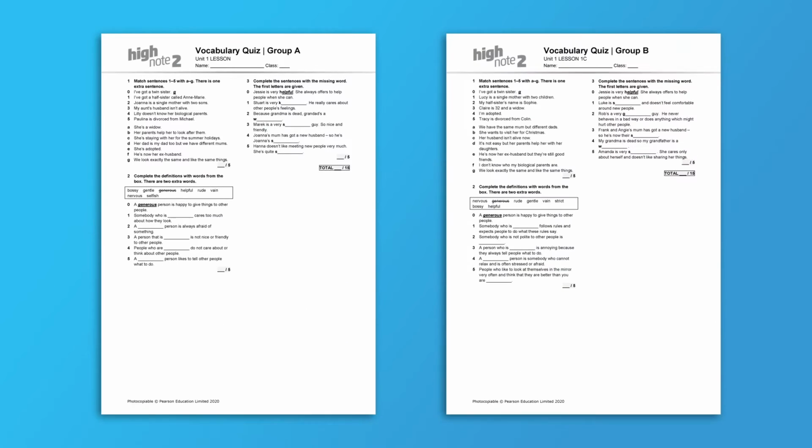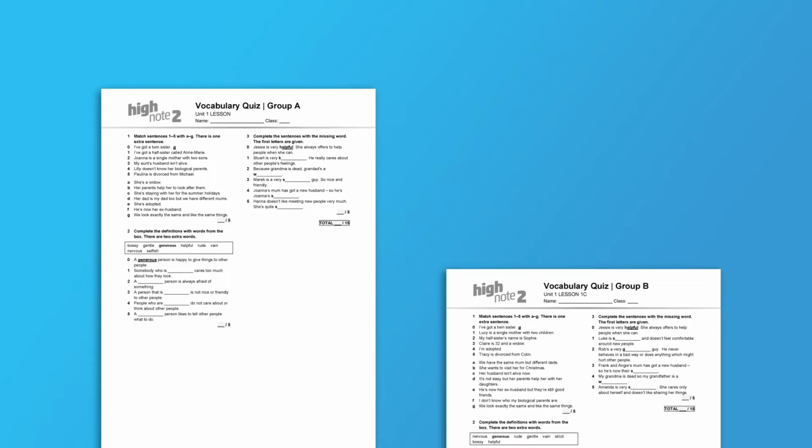There is 1 A and B version vocabulary quiz for every unit, focusing on the lexis introduced in vocabulary lessons. These take between 10 to 15 minutes and can be used in the same way as the grammar quizzes.